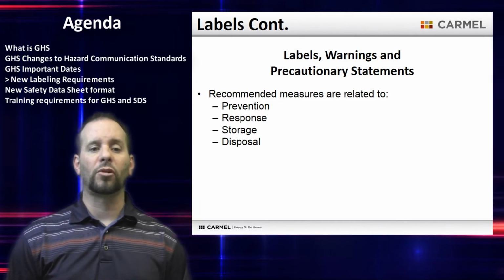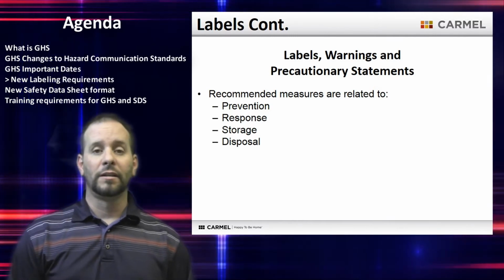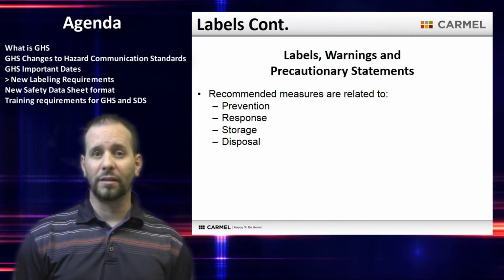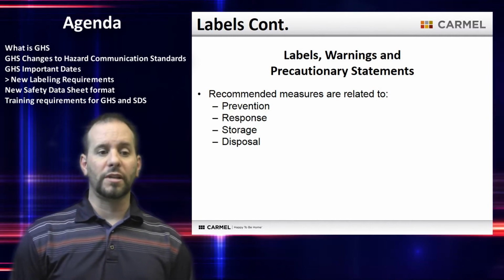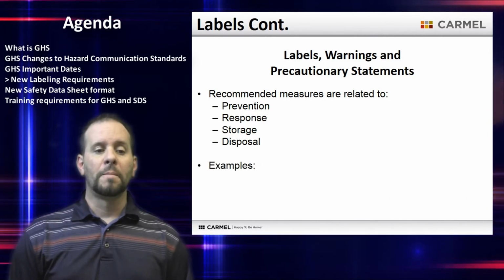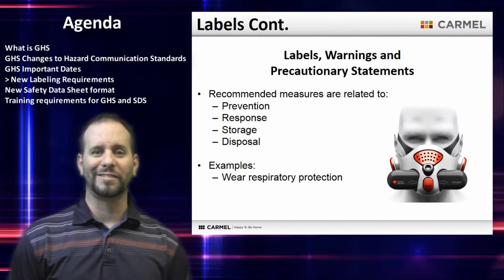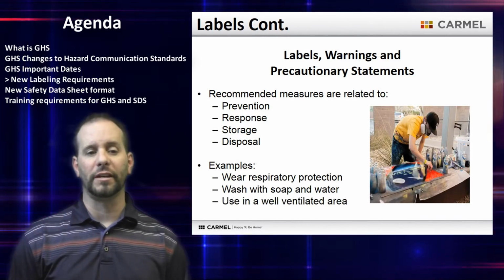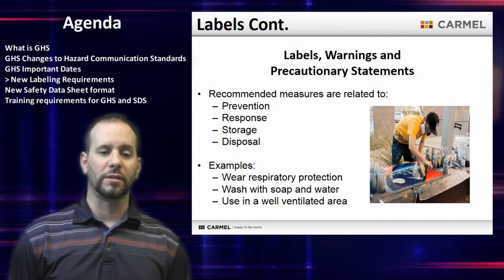So, label warnings and precautionary statements. Recommended measures are related to preventing an unwanted incident with that chemical, a response if there is an unwanted reaction or incident with that particular chemical, proper storage of that chemical, and proper disposal of that chemical. A few examples of the labeling will be: wear respirator protection. In this case, we're wearing a respirator. And also wash with soap or water, as well as use in a well-ventilated area. These are some of the signals that you will see in the warnings and precautionary statements on the labels.